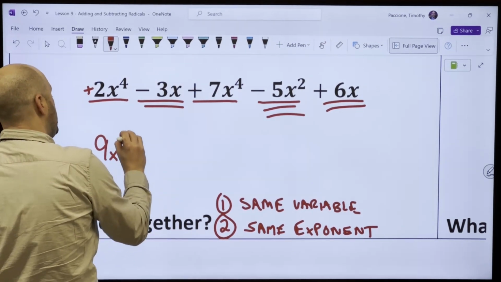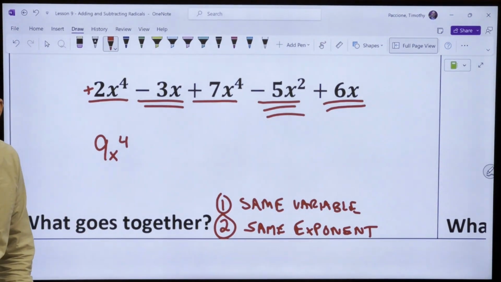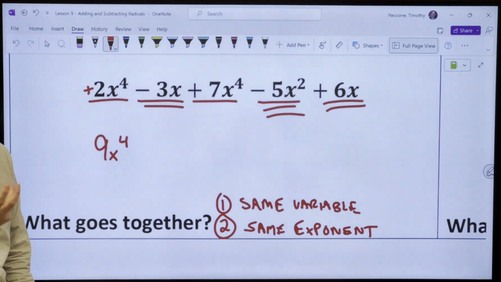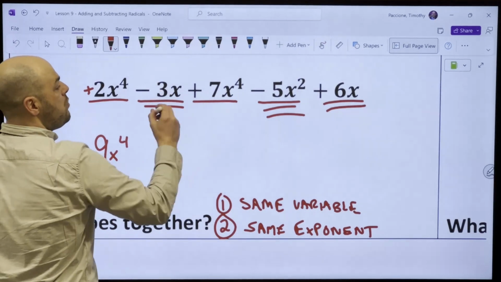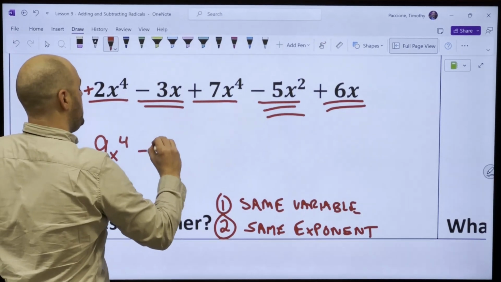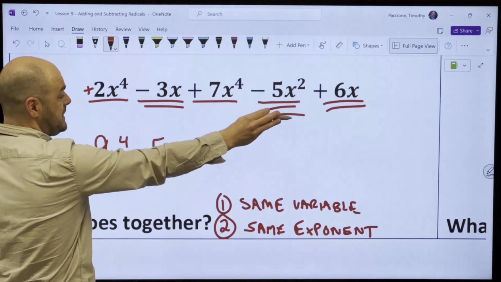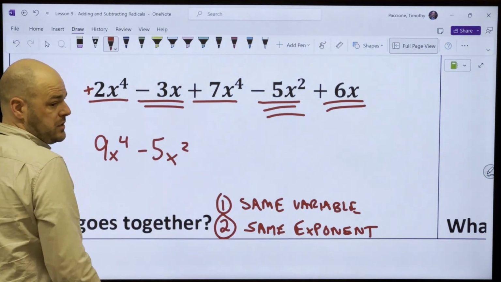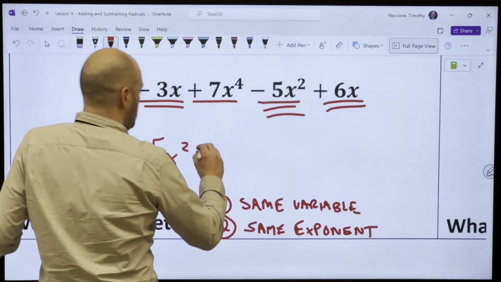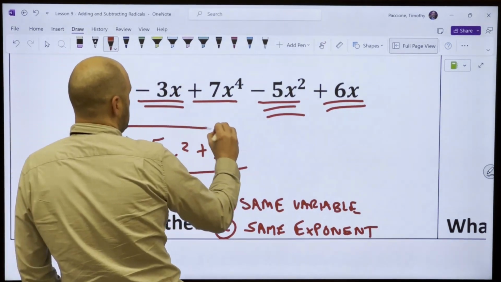And there's a reason I'm phrasing it that way. I have x to the fourths, I'm adding x to the fourths. Think of them as units that are being added to each other. They are like terms. I have minus 5x squared by itself, and then I have minus 3x and positive 6x. So I have 6 x's, and I take away 3 of those x's. I have 3 x's left, right?